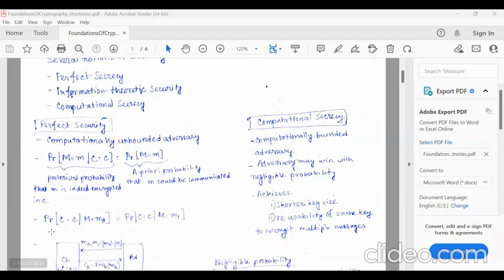And this same thing can also be represented as: probability of capital C equal to small c, while the underlying message is m0, is exactly equal to the probability of capital C equal to small c, while the underlying message is m1.